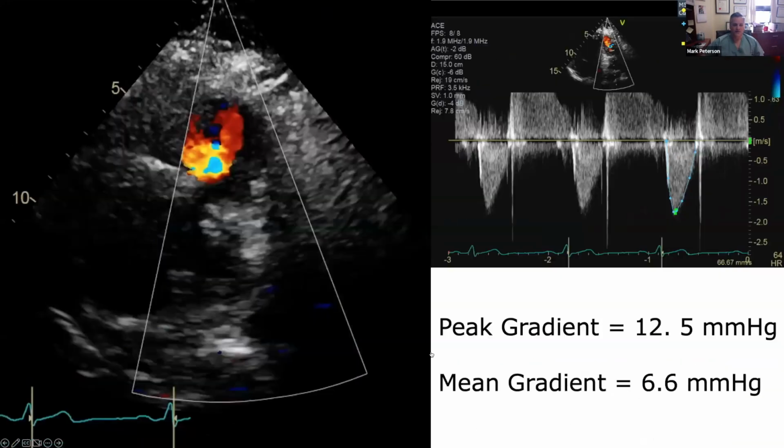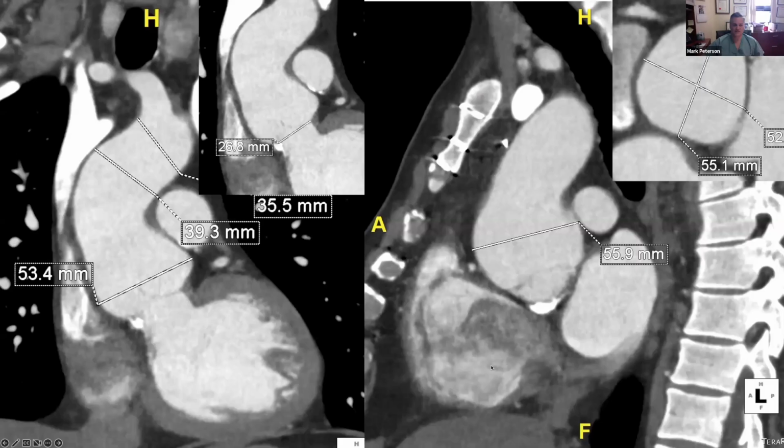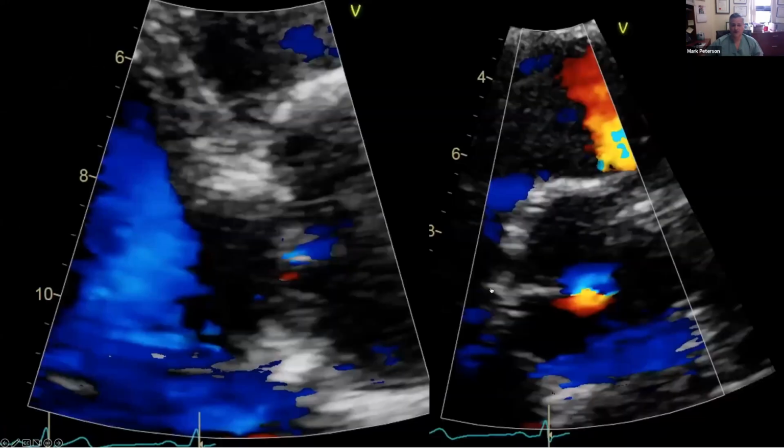I'm going to stop there because unfortunately they're calling me to the operating room. I was just going to show you a case here of a patient who had a Ross 20 years ago by Magdi Yacoub, has come back with an aneurysm, but actually his aortic valve function is still quite good. Let me just show you that.